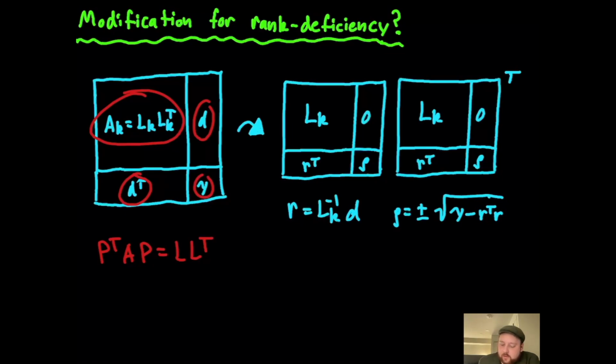What will happen is that I'll do my calculation out, right? So I'll compute the R in the new Cholesky factor as being LK inverse D, and I'll compute this row like we talked about. But what's going to happen is that that row will end up being 0, right? So maybe row becomes 0 eventually because I do have these 0 eigenvalues.